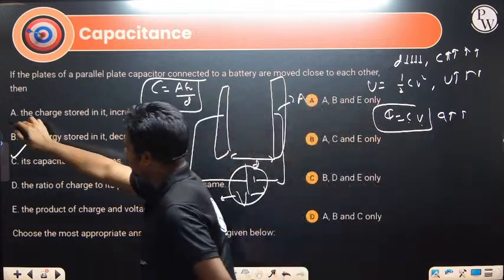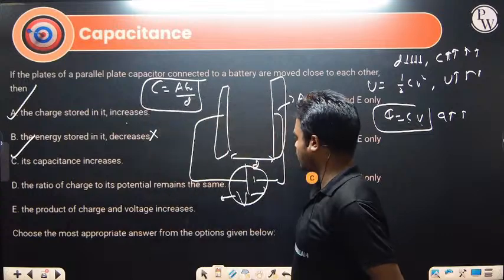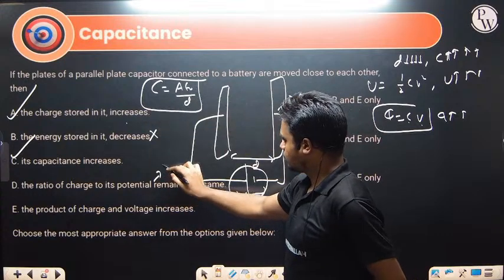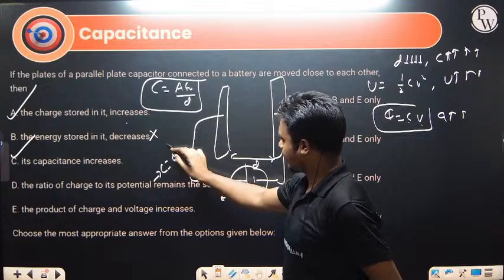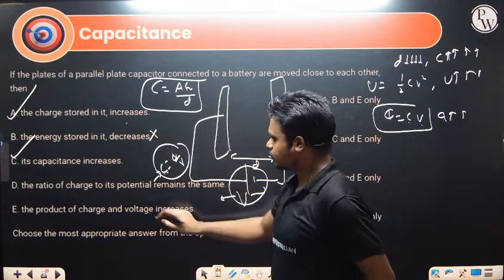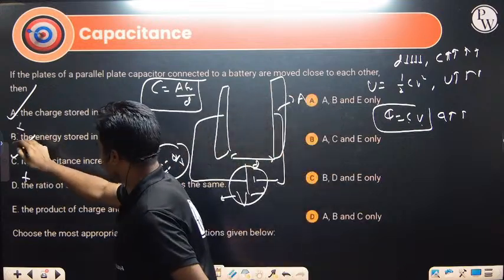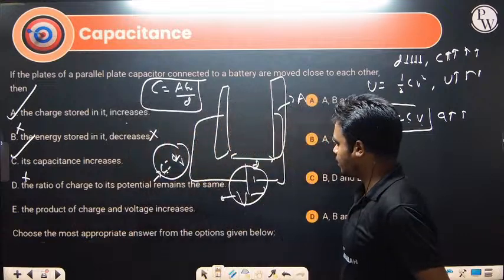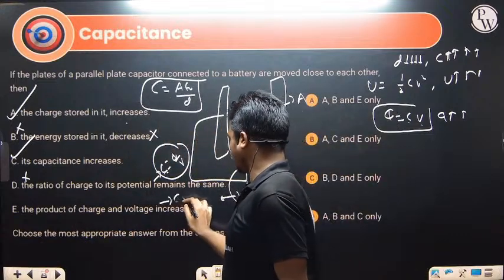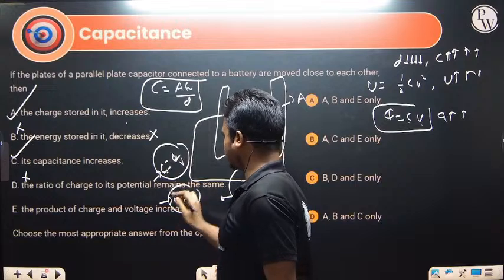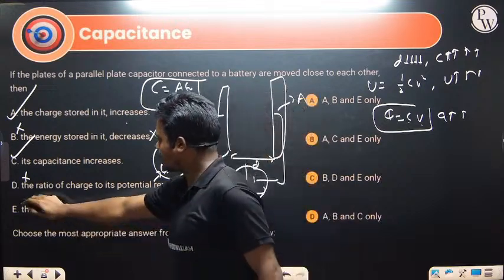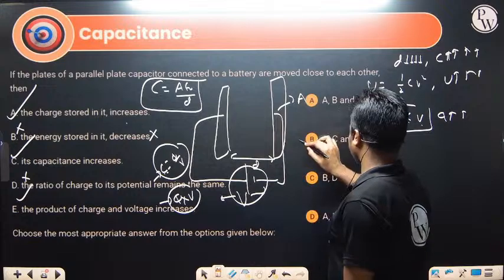So that option is also correct. The ratio of the charge to its potential difference remains the same? No. C is equal to Q by V, right? So capacitance increases, so this is wrong. This one is also wrong. The product of charge and voltage increases. What is that? Q into V. Yes, this also increases. So the answer is A, C, and E. Answer is option B.